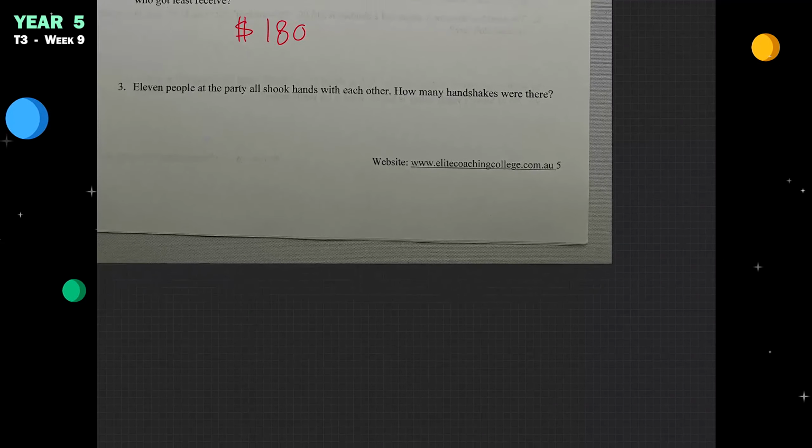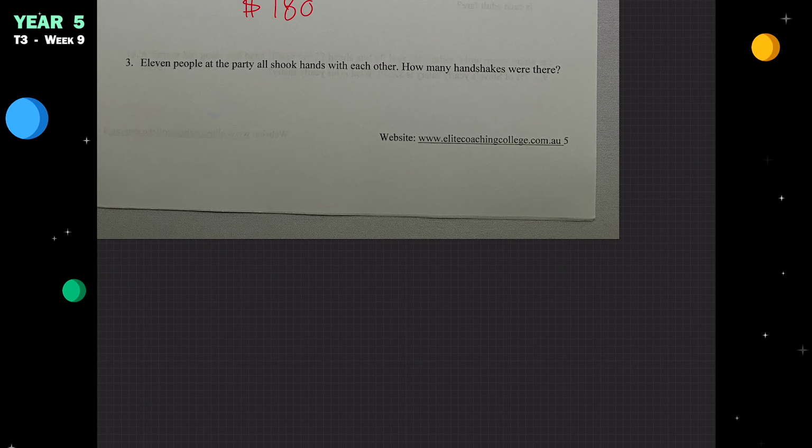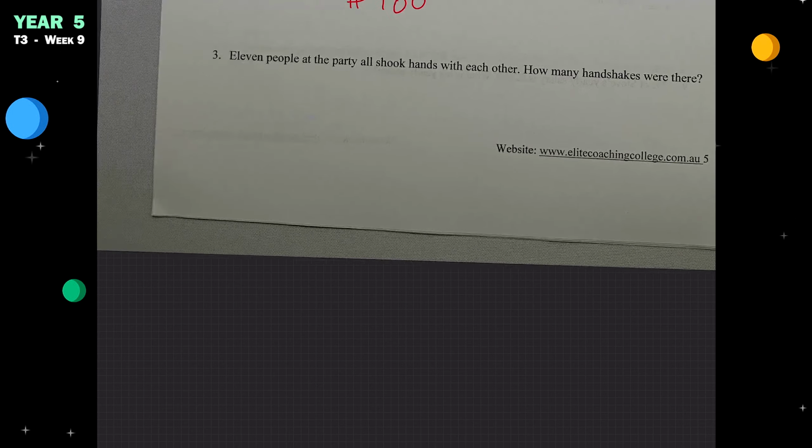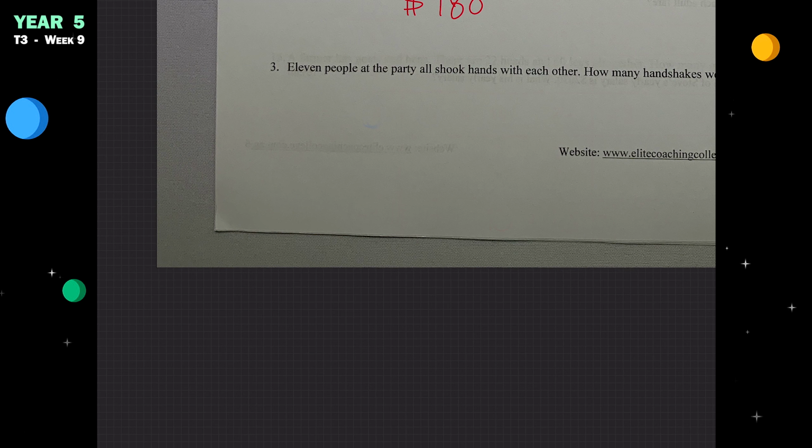Hopefully that makes sense. Next one says 11 people at a party all shook hands with each other. How many handshakes were there? Okay. So if 11 people shook hands, now remember how the handshake works, right? Let's say we have 3 people. These are A, B, and C. How many handshakes are there? Well, A can handshake with B, A can handshake with C, and then B can handshake with C. So therefore, when there's 3 people, there are 3 handshakes. That's all there is.